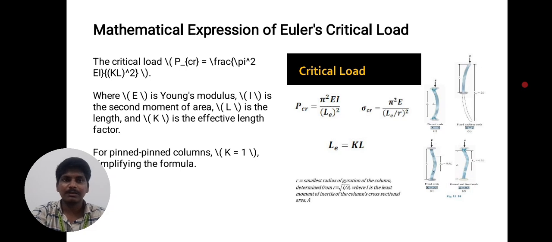Mathematical expressions of Euler's critical load. The critical load P_cr is equal to pi squared EI by (KL) squared, where E is the Young's modulus, I is the second moment of area, L is the length, K is the effective length factor. For pinned columns, K is equal to 1, simplifying the formula.